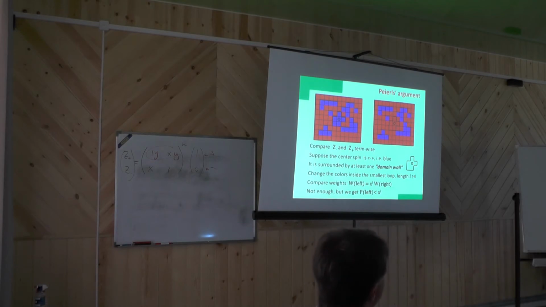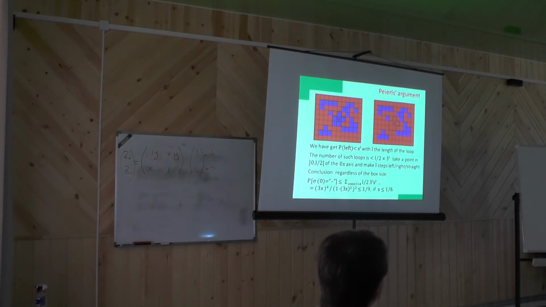But there is a very simple observation, with lots of overkill, which we get here. The probability of the left configuration is smaller than x to the power L times the probability of the right, when we normalize. So in particular it's smaller than x to the power L, where L is the length of the loop. And let's now evaluate how many loops of length L we can possibly have.